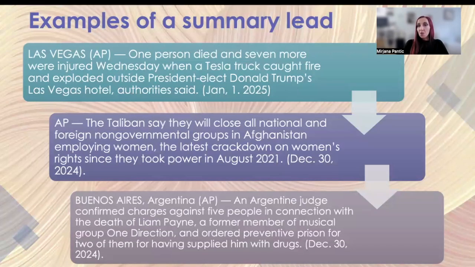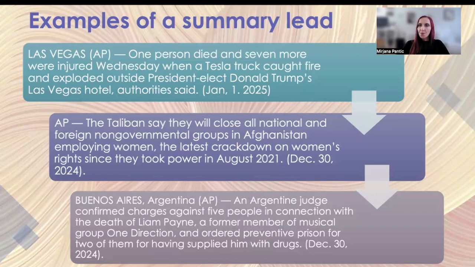Las Vegas, Associated Press. One person died and 7 more were injured Wednesday when a Tesla truck caught fire and exploded outside President-elect Donald Trump's Las Vegas hotel, authorities said. Now, let's dissect this news lead.